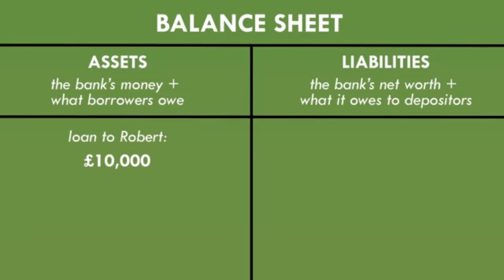When Robert signed the contract promising to pay the bank £10,000 plus interest over the next few years, he did it because he wanted some money from the bank. So the bank creates a new account for Robert, which is linked to his debit card, and just types £10,000 into their computer records. This £10,000 is a liability from the bank to Robert, and it shows up on the other half of the balance sheet.